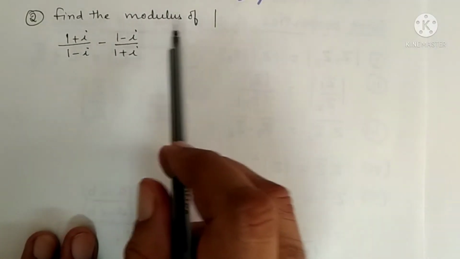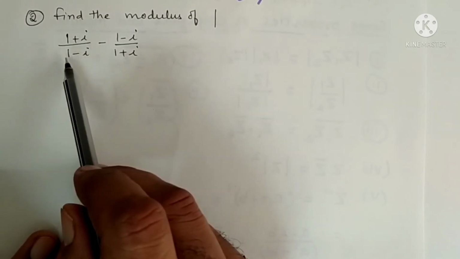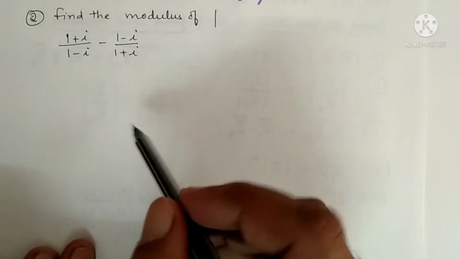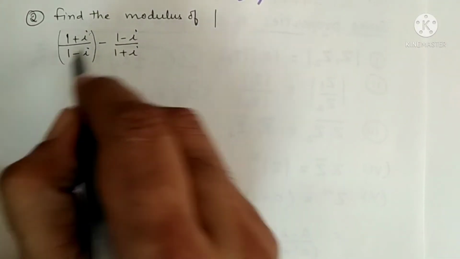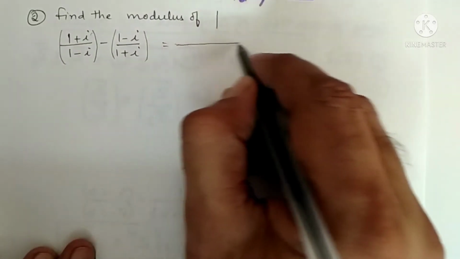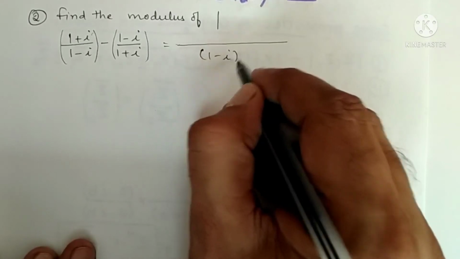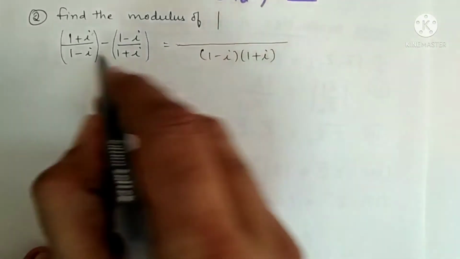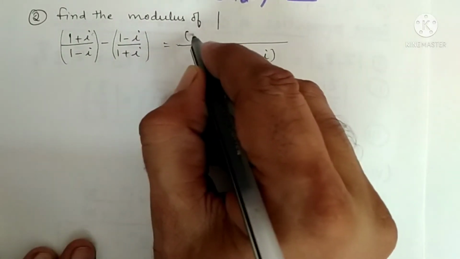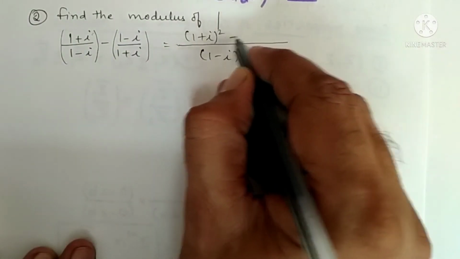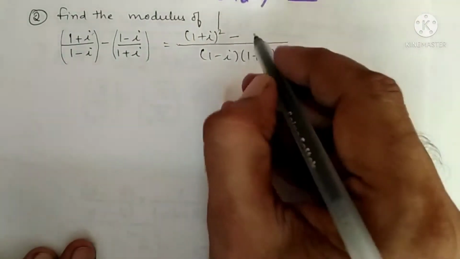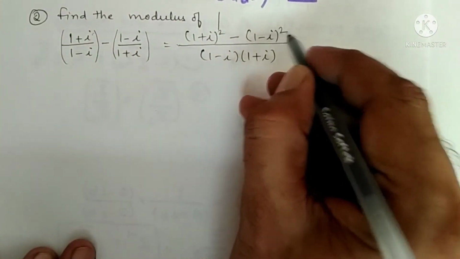We have to find the modulus of (1 + i)/(1 − i) − (1 − i)/(1 + i). For this, first of all we can use the brackets, and now you will take the LCM. Here the LCM is (1 − i)(1 + i). Here we have 1 − i, so we multiply by 1 + i. So (1 + i) into (1 + i) is (1 + i) whole square. Here 1 − i we multiply by 1 − i, so this will be (1 − i) whole square.